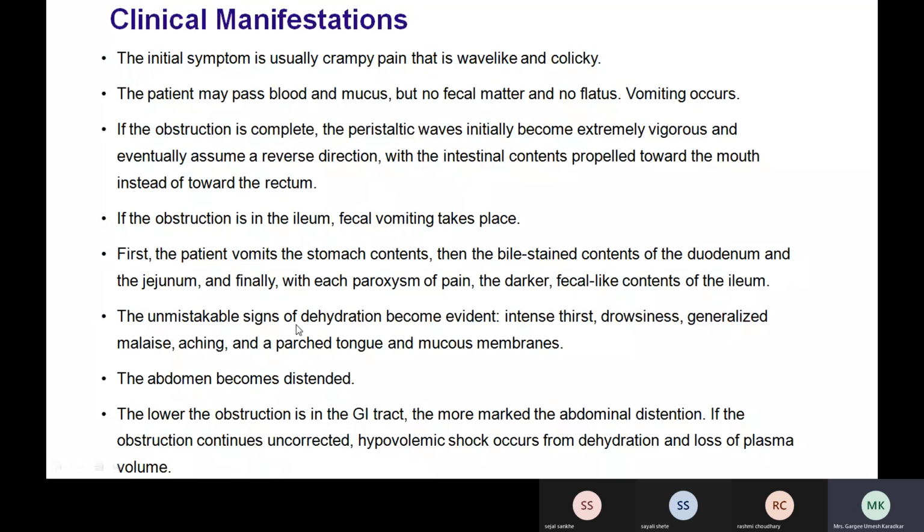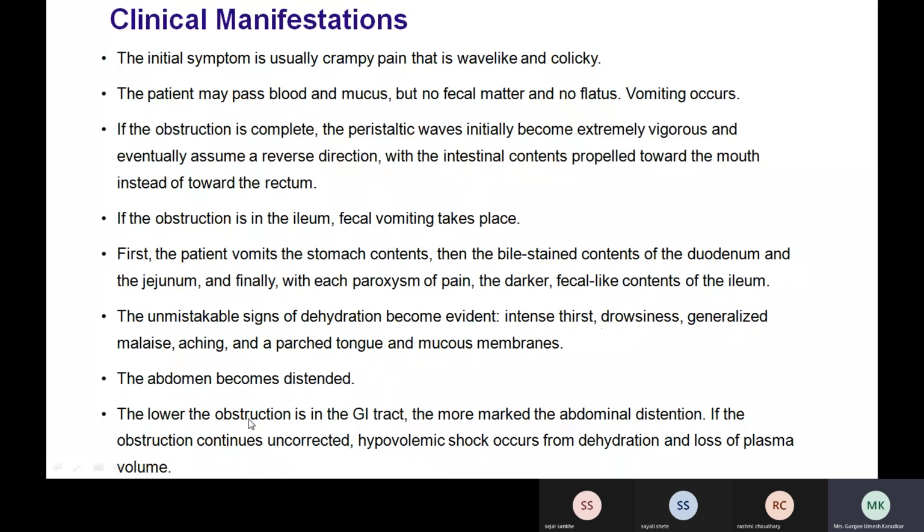Okay, so the patient may land up many times into dehydration. So the patient may complain. These are the signs and symptoms of dehydration. The patient will complain of intense thirst, drowsiness, generalized malaise, aching, and parched tongue, that is dry tongue, and then also the dry mucous membranes.